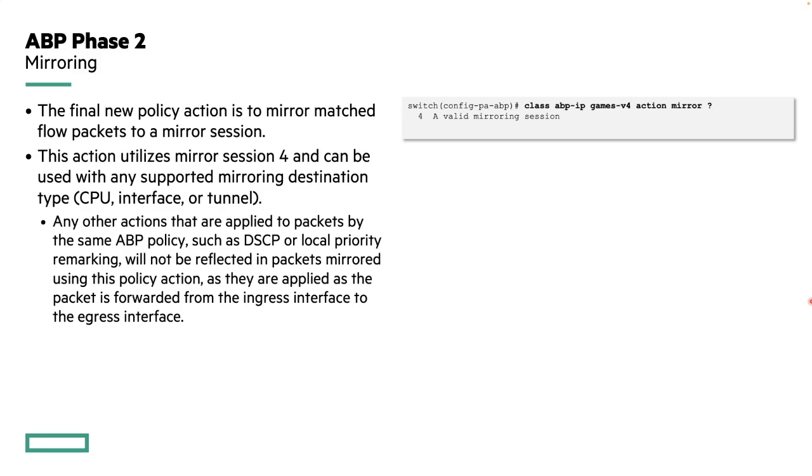Now it's worth noting that if you are using the mirror action and another action at the same time, such as remarking DSCP or local priority, that remarking does not take place until the packet leaves the interface and is in transit to the egress. So that remarking will not be reflected in the packets that are mirrored using this action. If you wish to observe the remarked packets, then you will have to mirror traffic from the egress interface on the switch to capture those and validate that those packets are being remarked as expected. And I'll show what that looks like here during the demo in a bit.